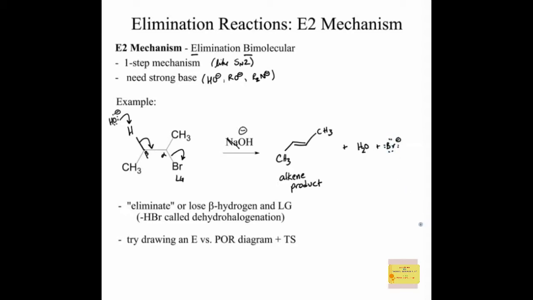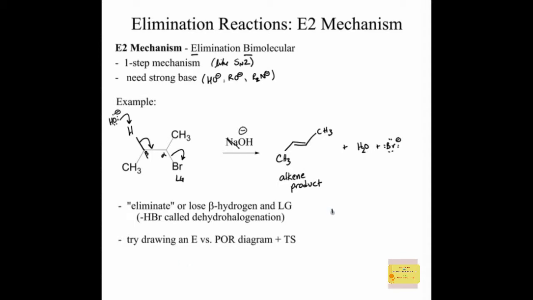So this is described as an elimination reaction because you have eliminated both the beta hydrogen and the leaving group. So we lost HBr, so sometimes this reaction is described as a dehydrohalogenation because you've lost the hydrogen and the halogen. What do you think an energy versus progress of reaction diagram would look like?